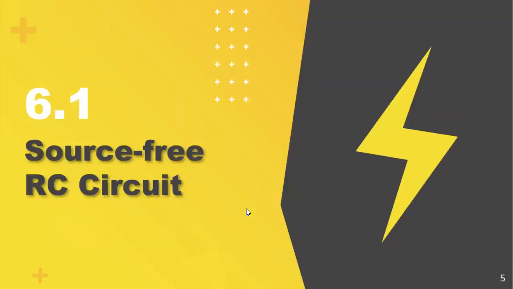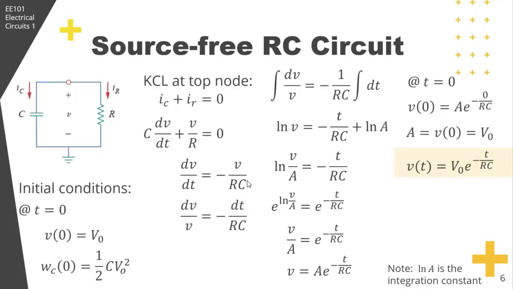Okay, so let's start with the source-free RC circuit. A source-free RC circuit occurs when its DC source is suddenly disconnected. Before the disconnection, the capacitor has long been connected to the independent source, so it is fully charged. Then when it is suddenly disconnected, the circuit becomes source-free. So that is our source-free circuit.